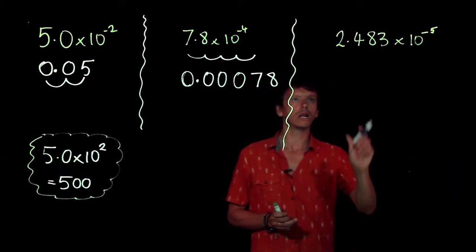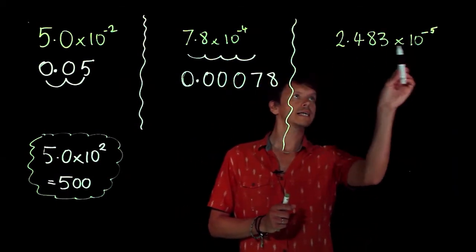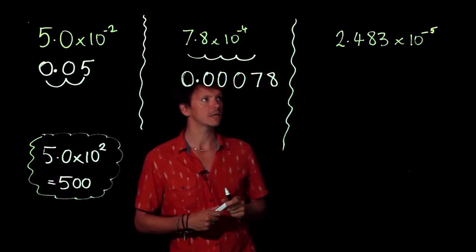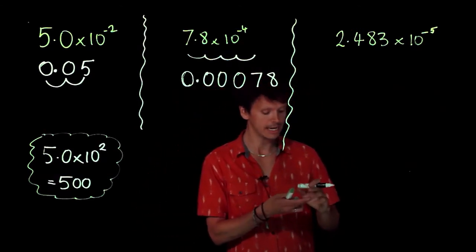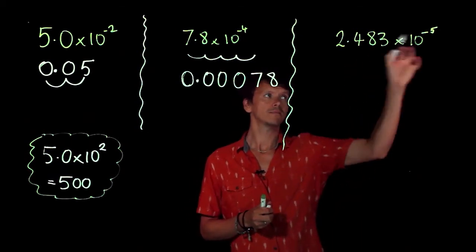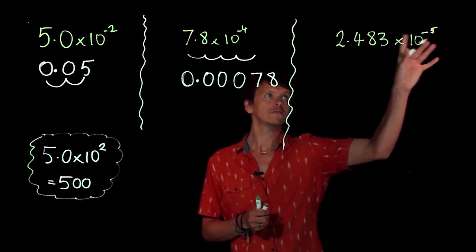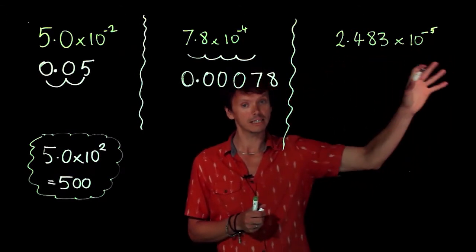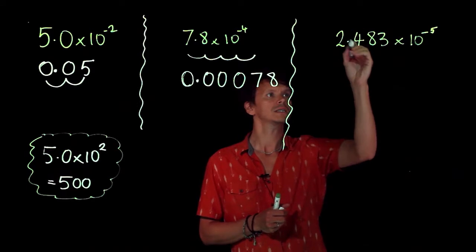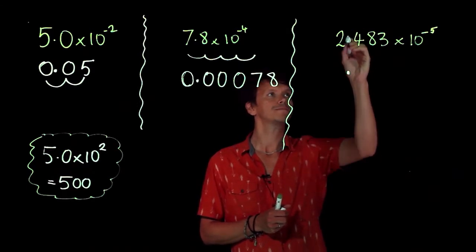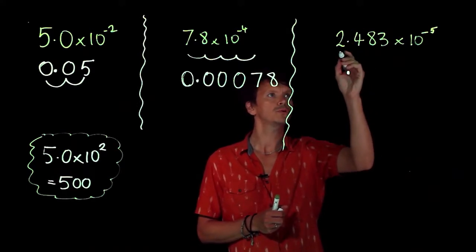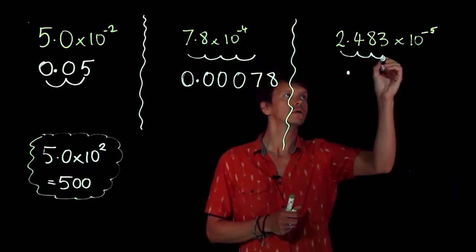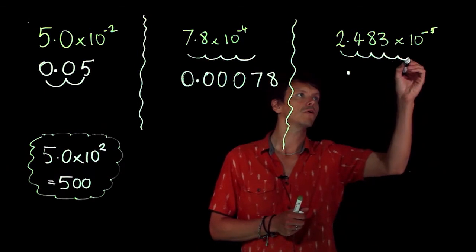Okay, slightly longer set of digits here after the decimal point. 2.483 times by 10 to the minus 5, 10 to the negative 5. The power of 10, it's negative, so we are going to move these digits to the right because the effect of it is going to be to make this number smaller. So bring down our decimal point. Let's work with the 2, and we're going to take it 5 places. 1, 2, 3, 4, 5.